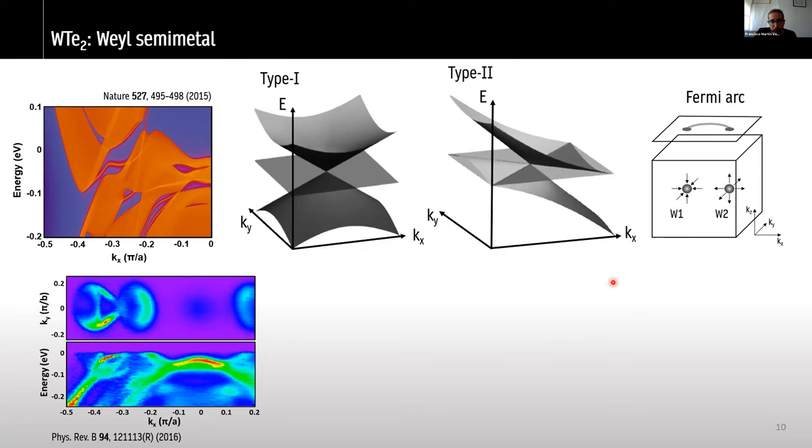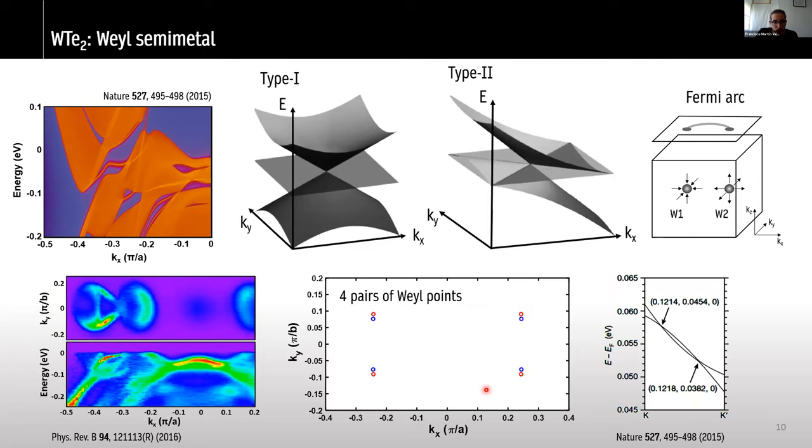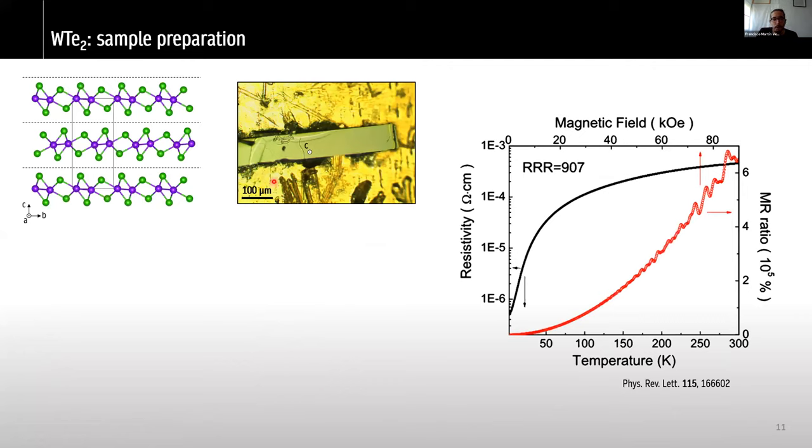Type 2 Weyl points have been predicted to occur in this material at about 50 millielectron volts above the Fermi level, and a Fermi-arc-like surface state has already been reported by ARPES measurements below the Fermi level, but as I said before, it's still under debate if this surface state is topologically trivial or not. The crystals we measured were grown by the group of Paul Canfield in Ames, and they are of extremely high quality, with a very high value of the residual resistivity ratio.